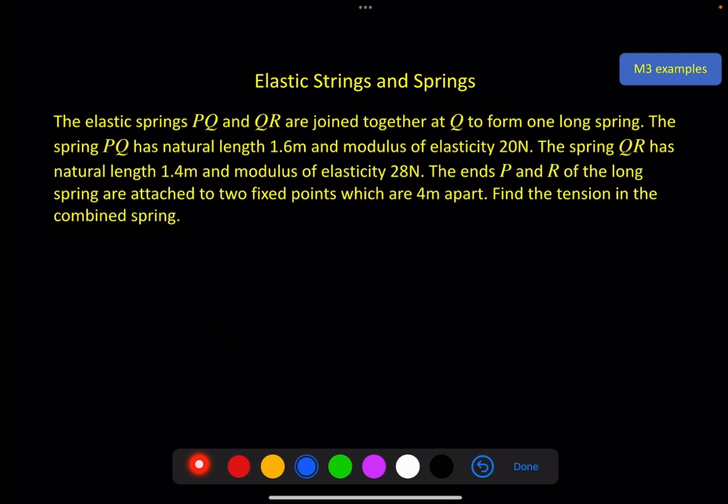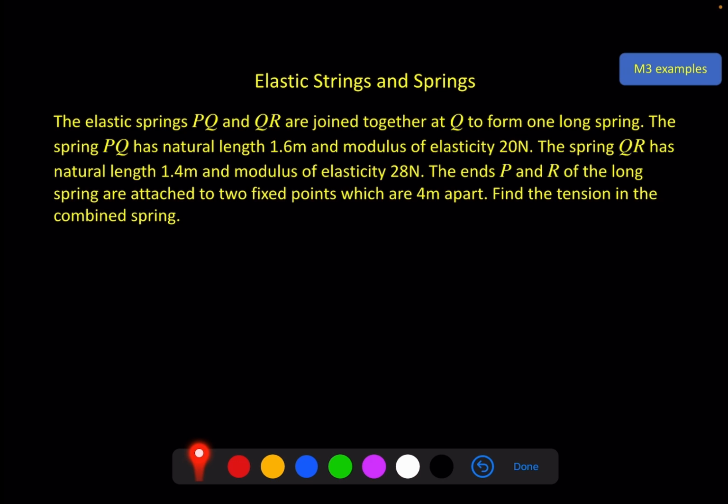Next example. The elastic springs PQ and QR are joined together at Q to form one long spring. The spring PQ, the first one, has natural length 1.6, modulus of elasticity 20. The spring QR, the second one, has natural length 1.4 and modulus of elasticity 28. So these are two different springs, but they're being connected on one end. The ends P and R of the long spring are then attached to two fixed points which are 4 meters apart. Find the tension in the combined spring.